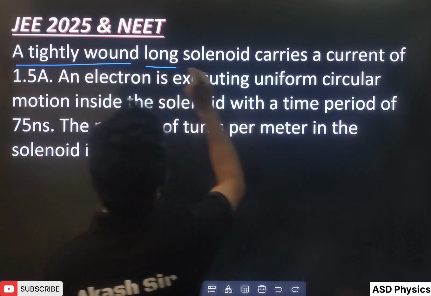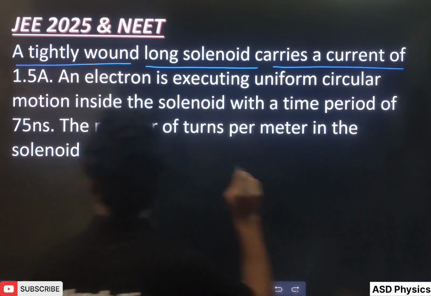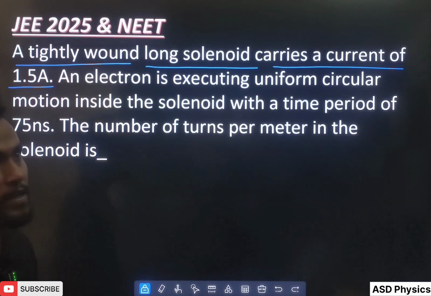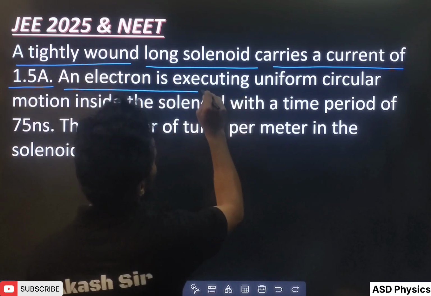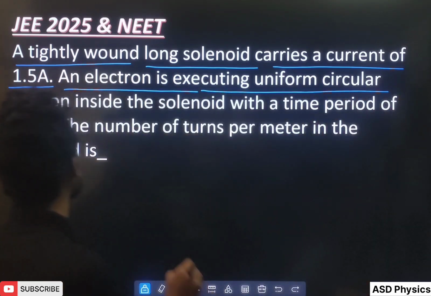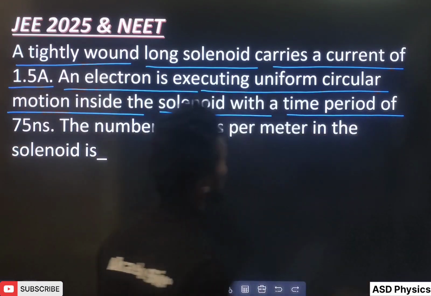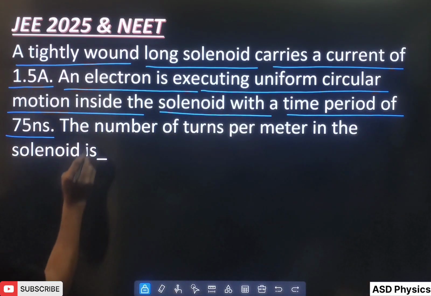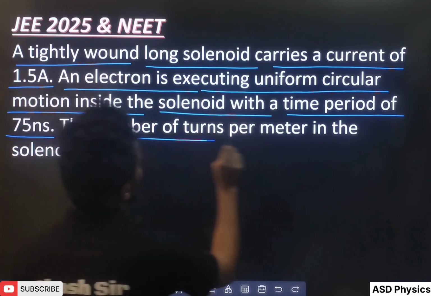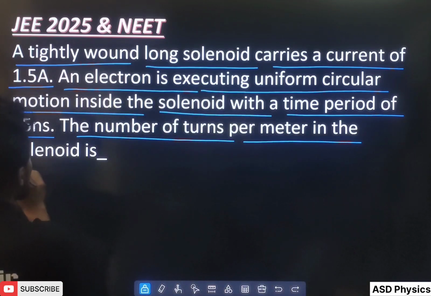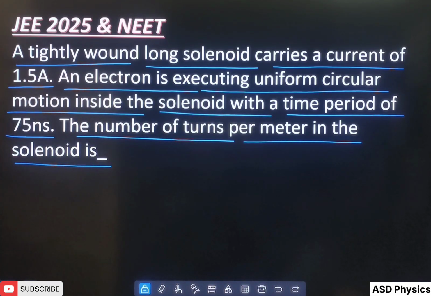A tightly wound long solenoid carries a current of 1.5 ampere. Now, an electron is executing uniform circular motion inside the solenoid with a time period of 75 nanosecond. Now, the number of turns per meter in the solenoid is how much here? Okay, so you can go through the question and see what the given data is.